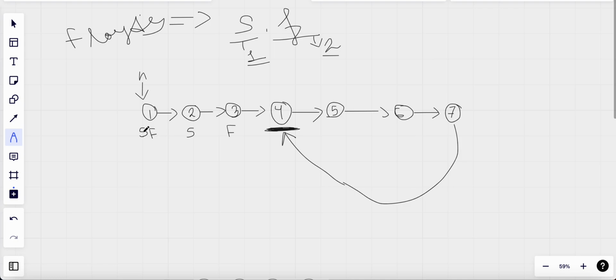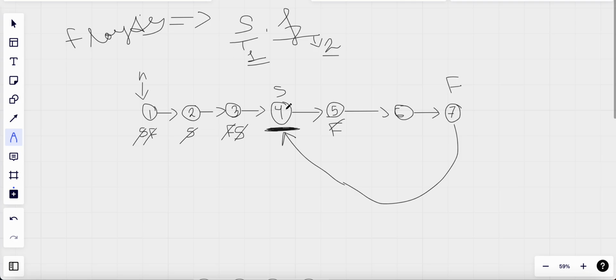So the slow pointer moved from here to here, that's 1 step. The fast pointer moved from here to here, that's 2 steps, right? Now again, the slow pointer moves from 2 to 3, that's 1 step. The fast pointer moves from 3 to 5. In the next step, the slow pointer is here and the fast pointer is here. So now we are entering the loop. Once we enter the loop, there will be a point where both the slow pointer and the fast pointer will meet. That's the point where we know that there is a cycle.